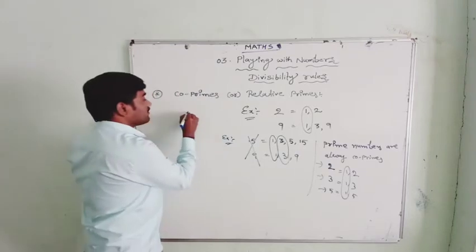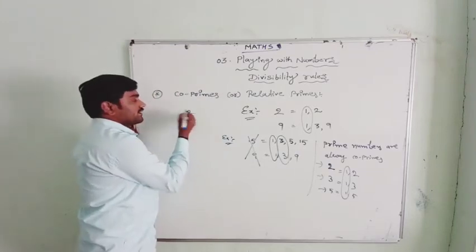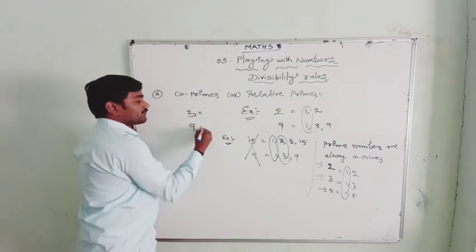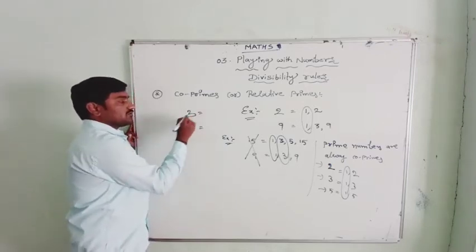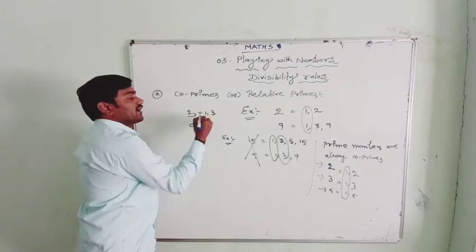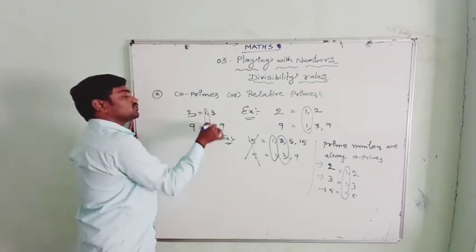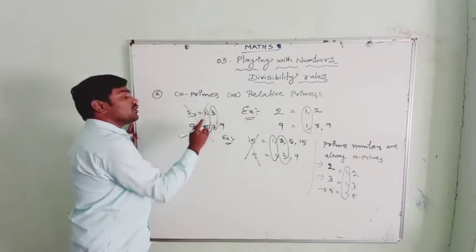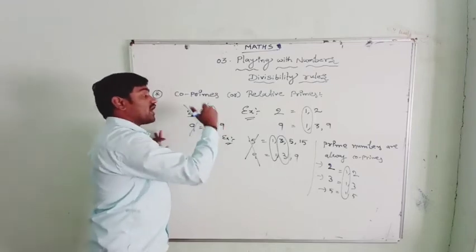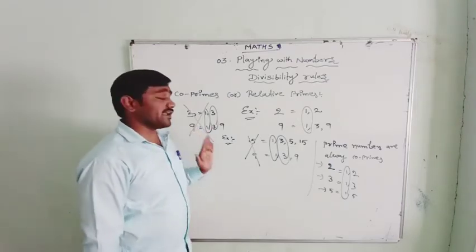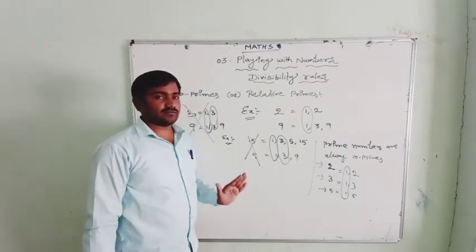But if you get one prime number and one composite number, suppose 3 is a prime number and 9 is a composite number. Let's check the factors of 3: 1 and 3. Factors of 9: 1, 3 and 9. So these two are not co-friends, because other than 1 we also have 3 as a common factor. So 3 and 9 are not co-friends.